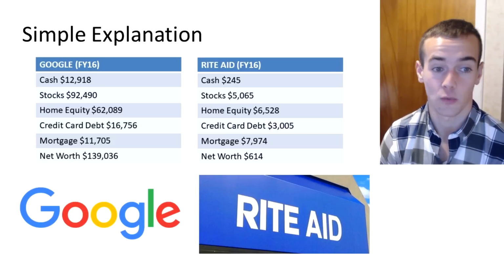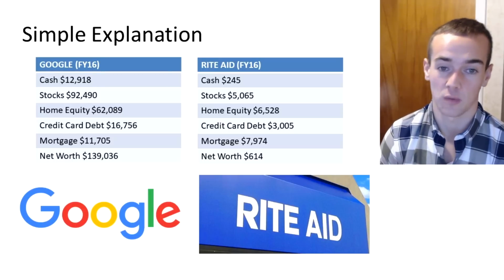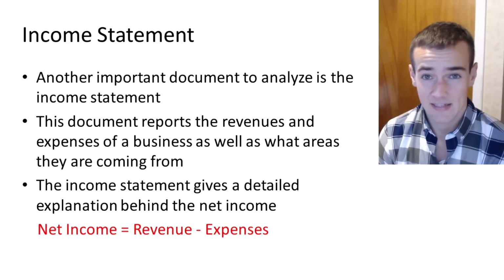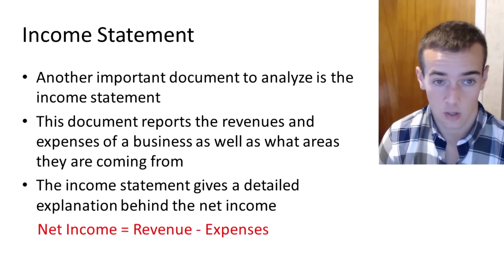So this is what you want to look for in a balance sheet. You want to look for a balance sheet closer to Google than one closer to what Rite Aid has here. So the next statement we will be analyzing is the income statement.